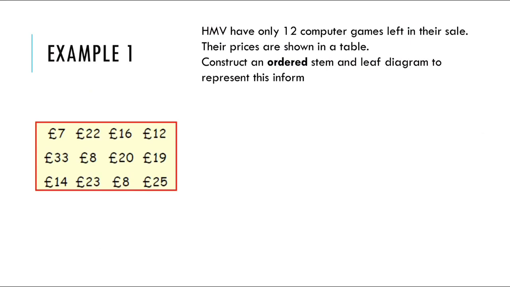So in example 1 here, we have a table of values, and the question says HMV have only 12 computer games left in their sale. Their prices are shown in a table. Construct an ordered stem and leaf diagram to represent this information.